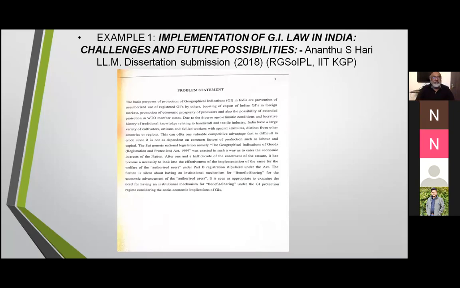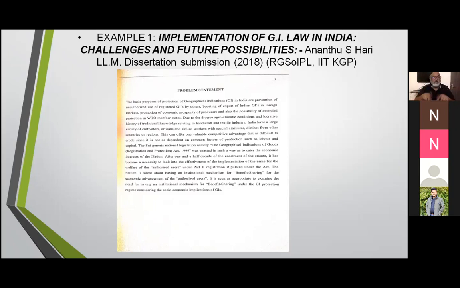So I've taken a few examples from LLM dissertations from my college here. So this topic, as you can see, the problem statement is taken from the topic, implementation of geographical indication laws in India, challenges and future possibilities. This is done by one of the LLM students here. So as we can see, a problem statement can be in one single paragraph like this, or there are a few other problem statements which can be divided into 2 to 3, or let's say 4 to 5 paragraphs, depending upon your topic, depending upon your research project.